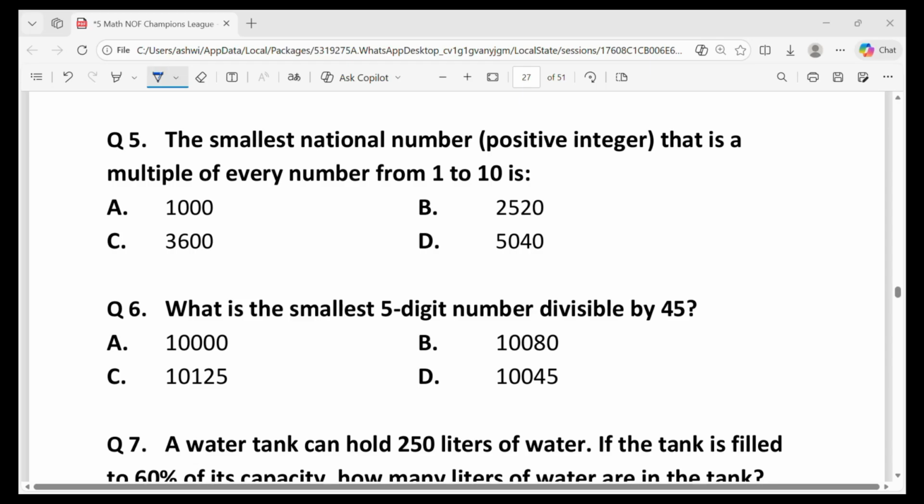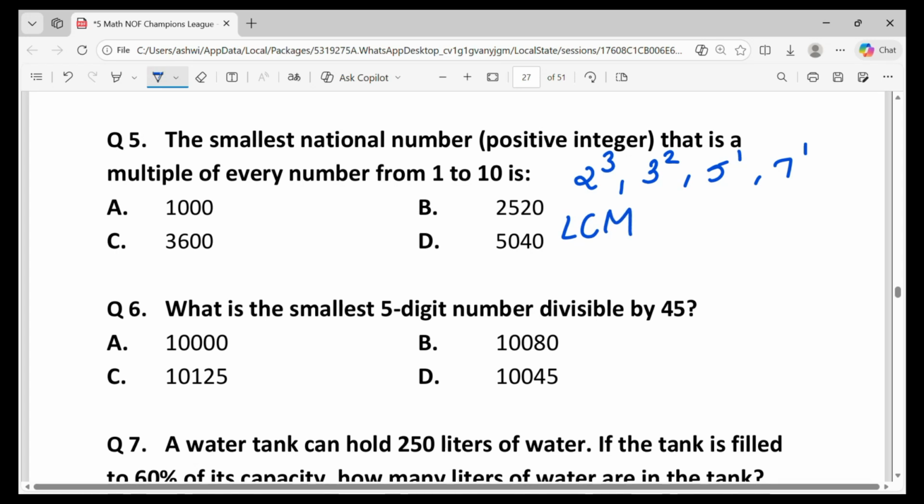The highest powers of prime factors present in the numbers 1 to 10 are 2 to the power 3, 3 to the power 2, 5 to the power 1, and 7 to the power 1. The smallest multiple is the least common multiple, that is equal to the product of all these factors, that will be equal to 2520. That is option B.